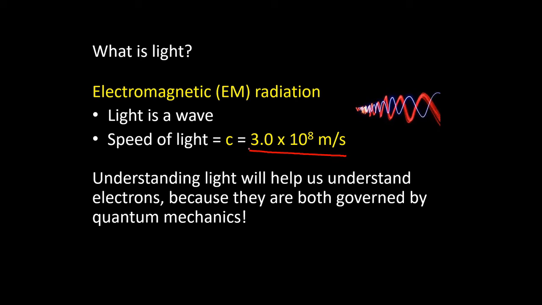We're just going to assume that light is always going to travel at this speed, 3 times 10 to the 8 meters per second, just to make it simpler for us. So we don't have to worry about whether the light is traveling through air, through water, or through vacuum. We're just going to assume that the speed is always 3 times 10 to the 8 meters per second.